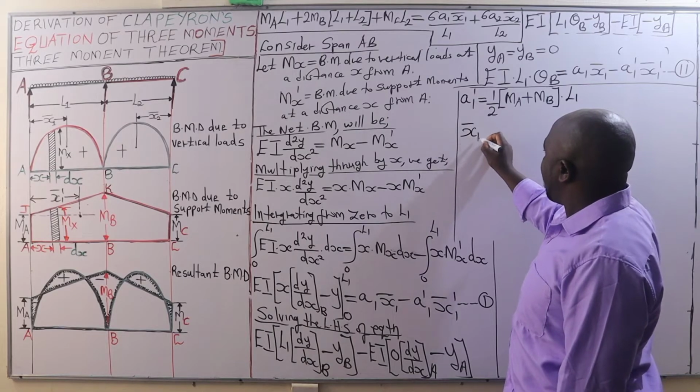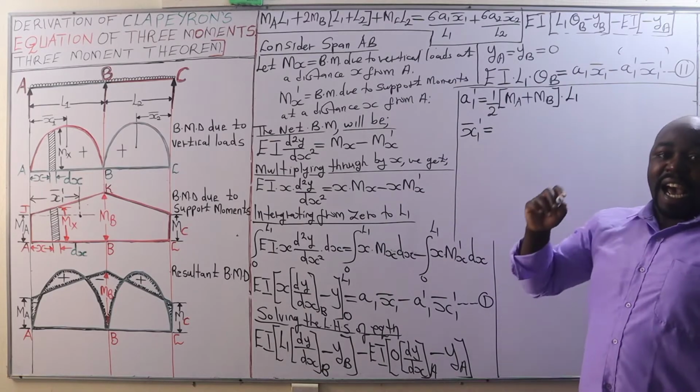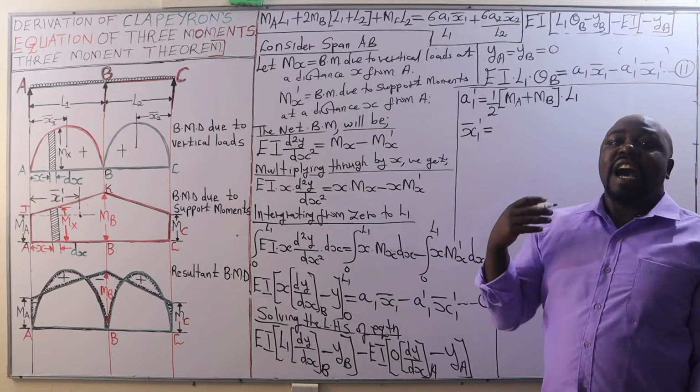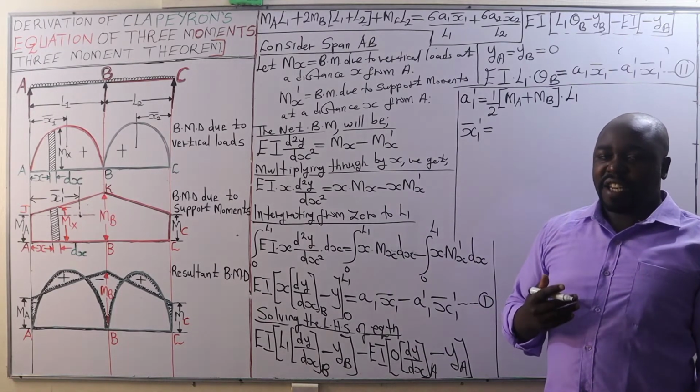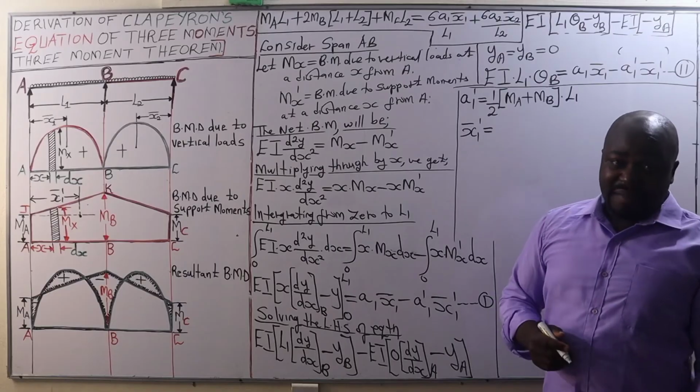Bar x1 prime will be given by this, and this comes from a topic known as centroids and moment of inertia. That is structures module 1. So if you have forgotten, please remember to go back there.